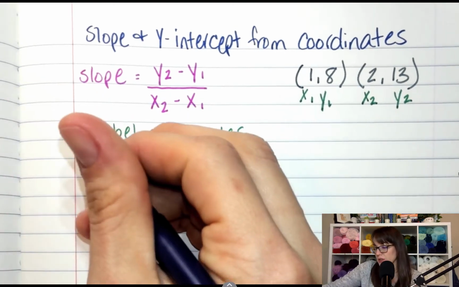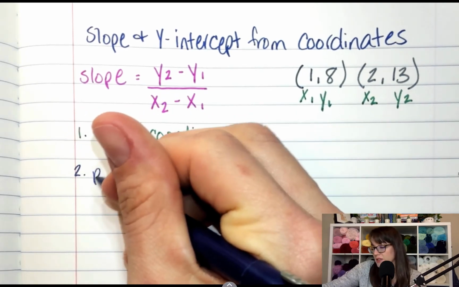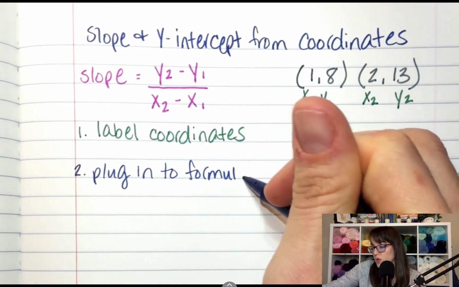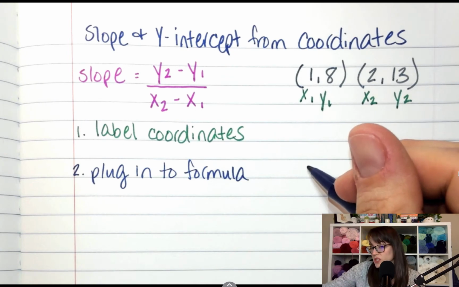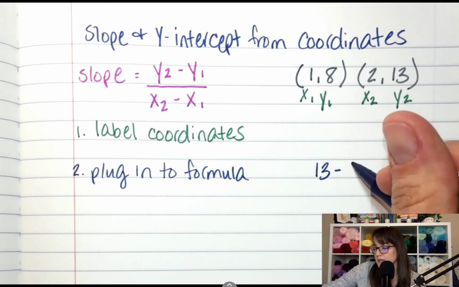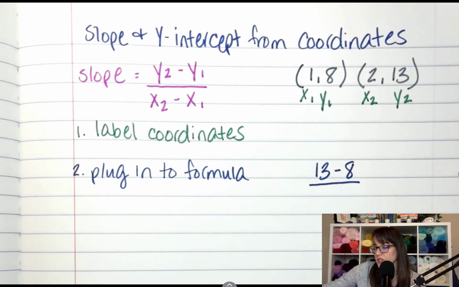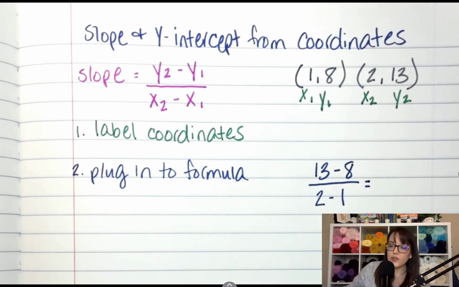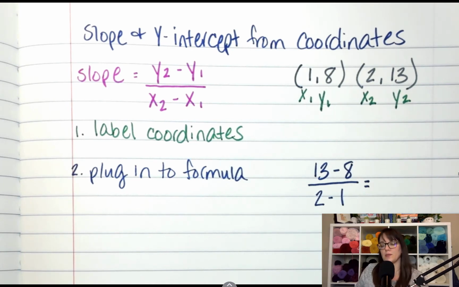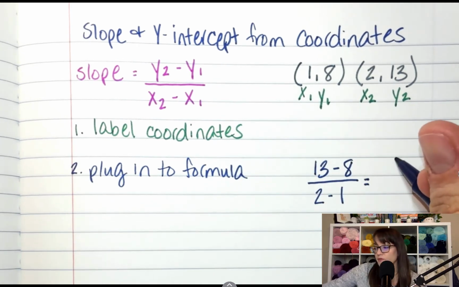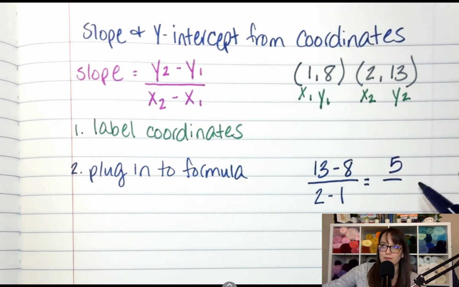So step 2, we are going to plug in to the formula. So we have y2 was 13. How much was y1? 8. How much was x2? 2, and then that leaves 1. Now here's where our integer rules are pretty important, though this one comes out pretty easy. Make sure you're following those integer rules. What is 13 minus 8? 5. And 2 minus 1?